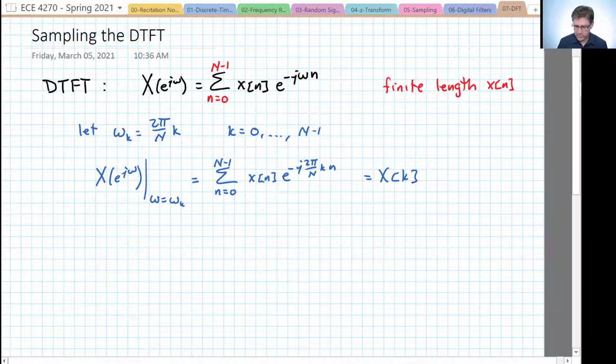So, in summary, we made two assumptions. We first assumed that x was finite length of N samples, and it started at 0. In that case, our DTFT summation range collapses. Second, we said we only want to sample it at evenly spaced samples, or the period of our samples in the frequency domain is 2 pi over N. When we do that, we get our DFT.